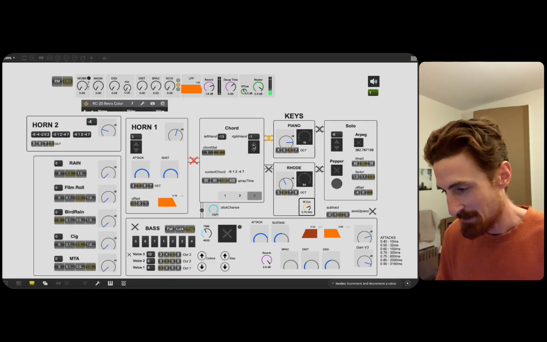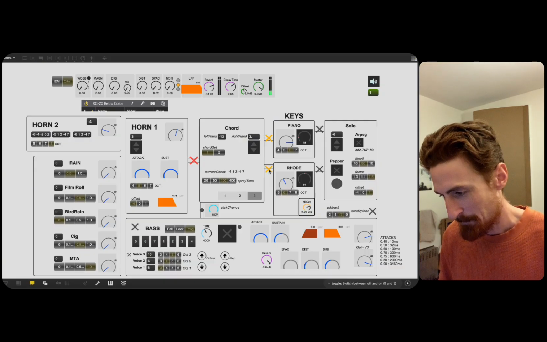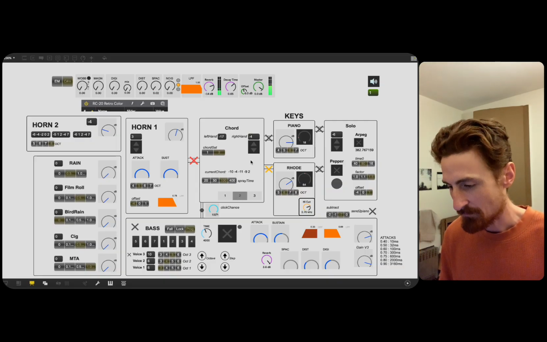Oh, there we go. That's kind of cool. And then there's a Rhodes. I'm not sure if these are playing at the same time. Yeah, they are. The Rhodes is just a lot quieter. Okay, that's cool.